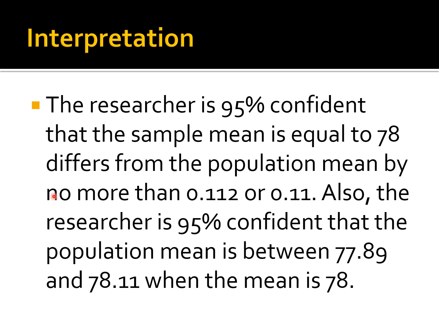So the interpretation is that the researcher is 95% confident that the sample mean, equal to 78, differs from the population mean by no more than 0.112, or 0.11. Also, the researcher is 95% confident that the population mean is between 77.89 and 78.11 when the sample mean is 78.